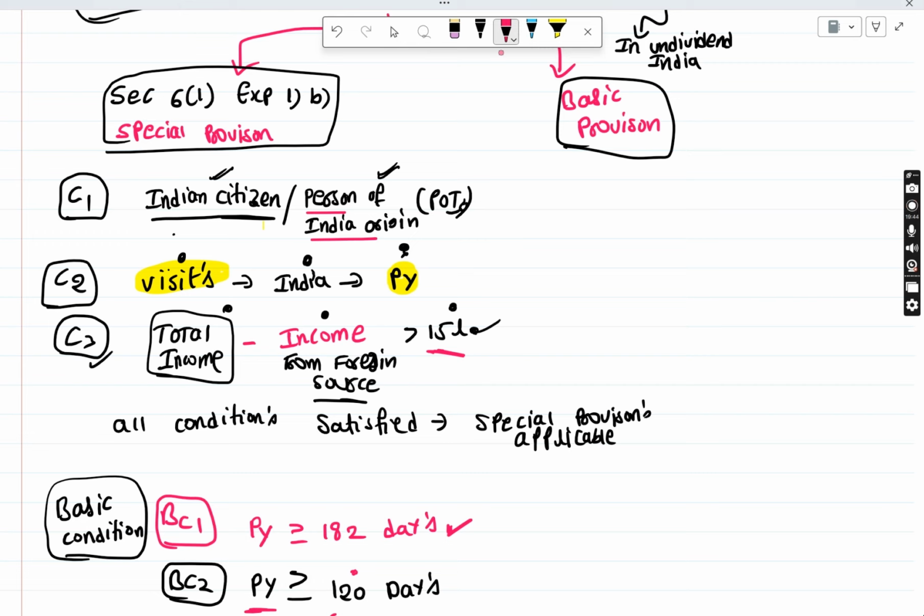Okay, so basically we are targeting here the people who are coming from abroad and then staying in India or doing some business in India. If they are earning any Indian income, then we need to tax it.